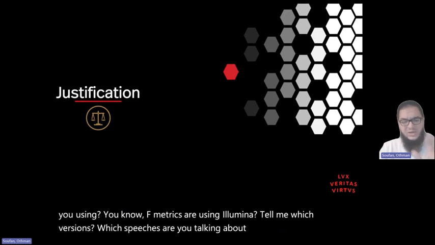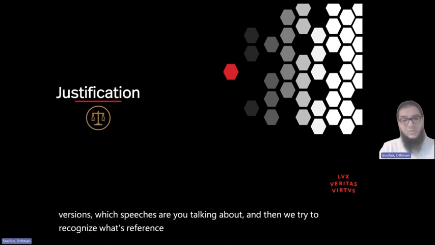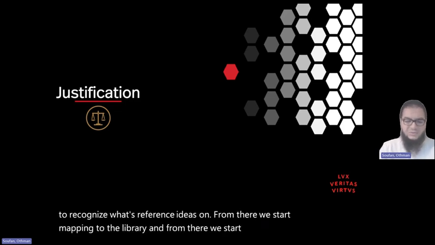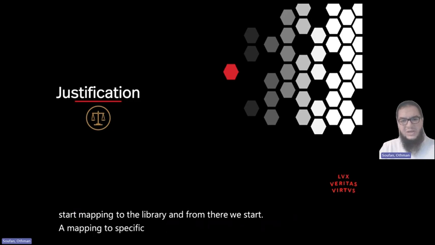And then we try to recognize which reference IDs. And from there, we start mapping to the library. And from there, we start mapping to specific features or gene IDs. Why do we need to do these steps?